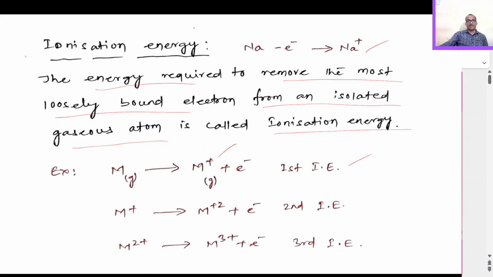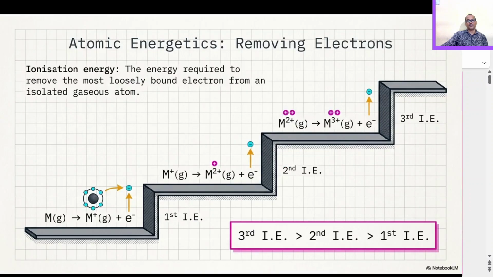Similarly, we go for the second. When it loses another electron, we get the second ionization energy, and so on. Here you can see that from one ionization energy to the next level, the energy is higher. So we find that the third ionization energy is greater than the second ionization energy, which is greater than the first ionization energy.